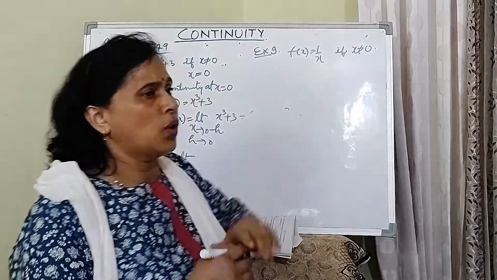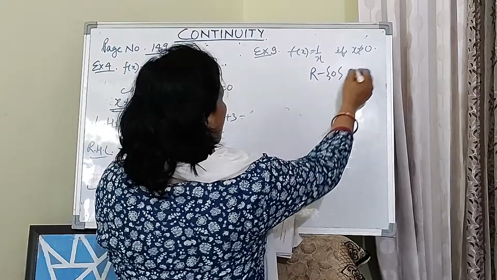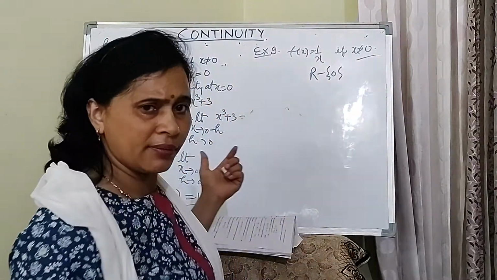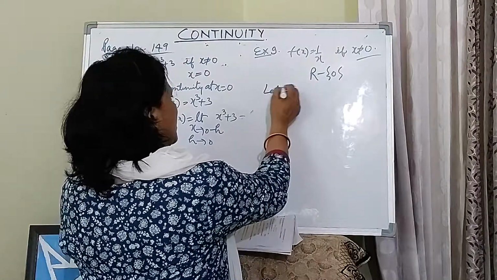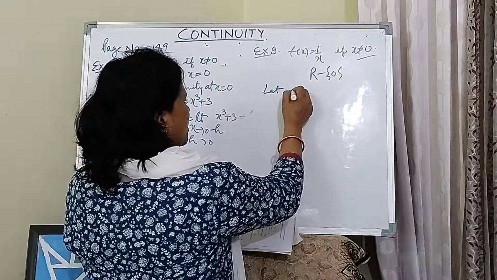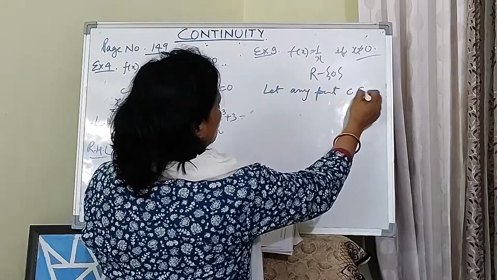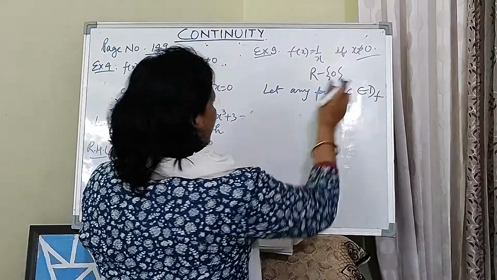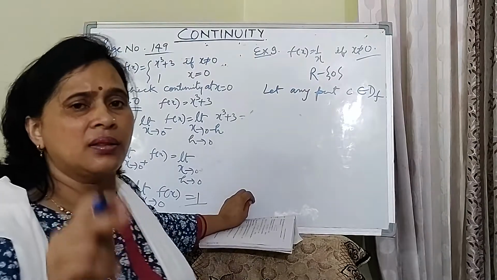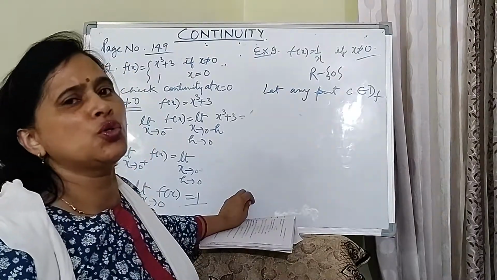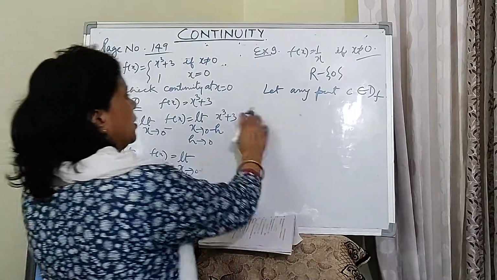Because see, what is its domain? Its domain is R minus 0. You know this. And x is not equal to 0 we are given. So very easily I can take any point. Let us take any point c belongs to the domain of f. I will take any point c from its domain, and at this point c I am going to calculate its left hand limit, right hand limit, and limit of the function.